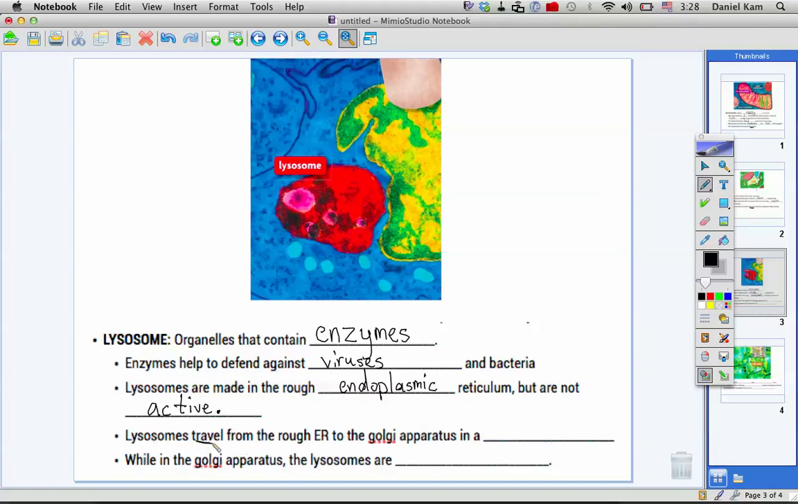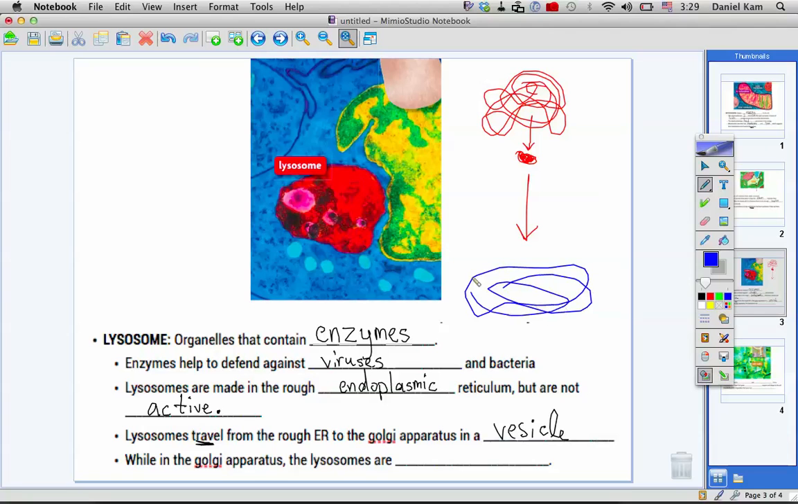At this point, the lysosomes travel from the ER to the Golgi apparatus in a vesicle. So if you imagine that the endoplasmic reticulum is somewhere up here with all its little folds, here's the lysosome, it travels from the endoplasmic reticulum all the way down to the Golgi apparatus down here and enters into the Golgi apparatus. This is the point where it becomes active. While in the Golgi apparatus, the lysosomes are active and they start doing things.